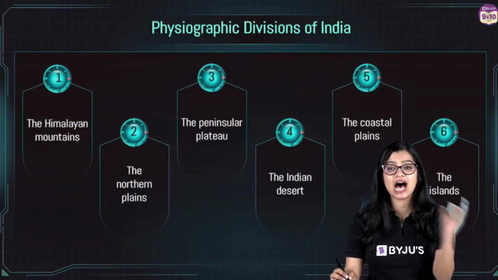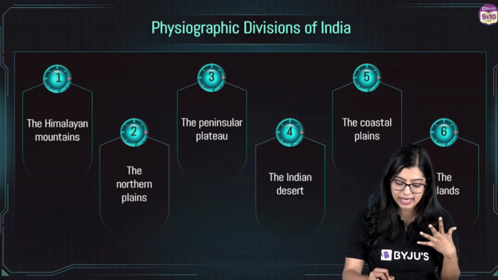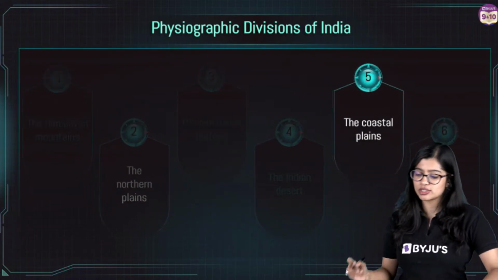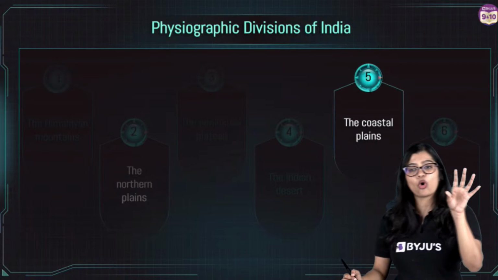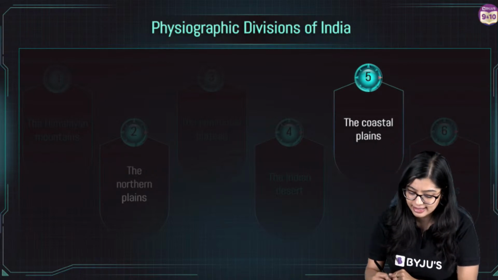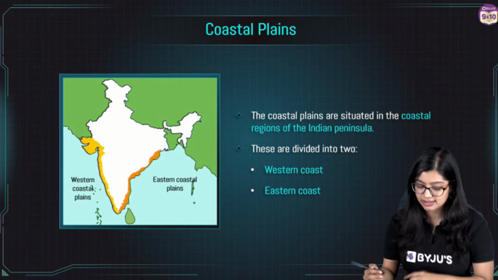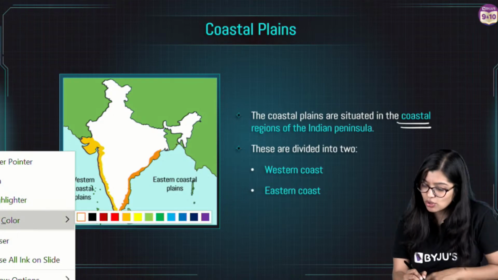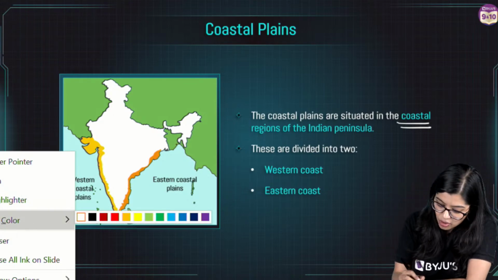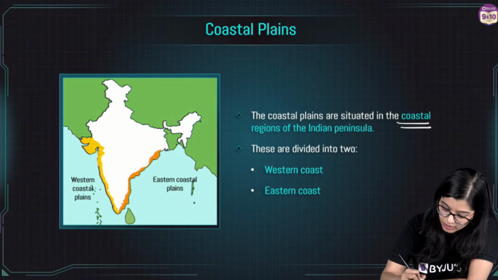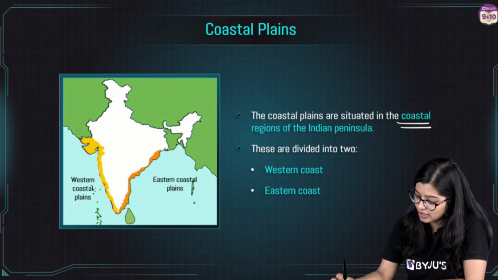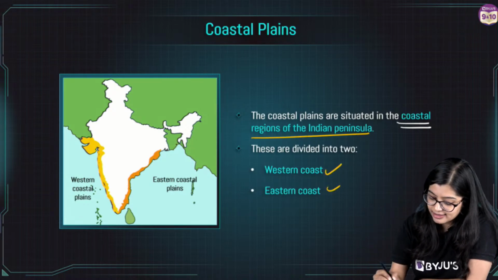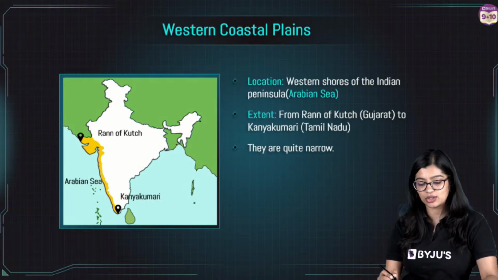Now we will move on to the last 2 very simple topics, coastal plains and islands. So first we will discuss the coastal plains. Coastal plains are regions located on the coast or the boundaries. We know that they are mainly in the Indian Peninsular region. It is divided into western coast and eastern coast.